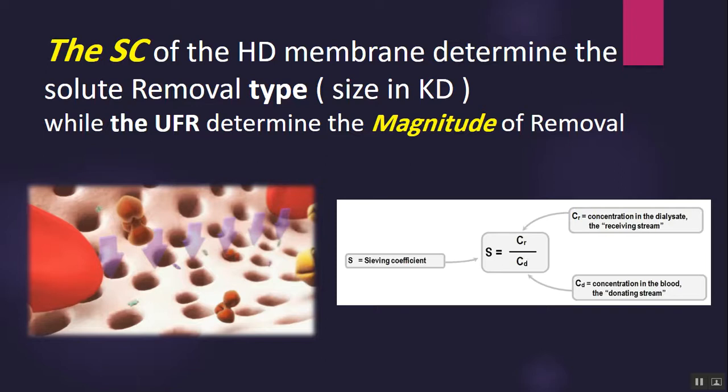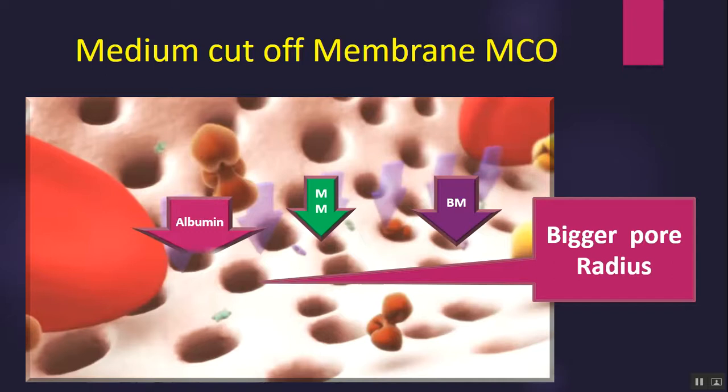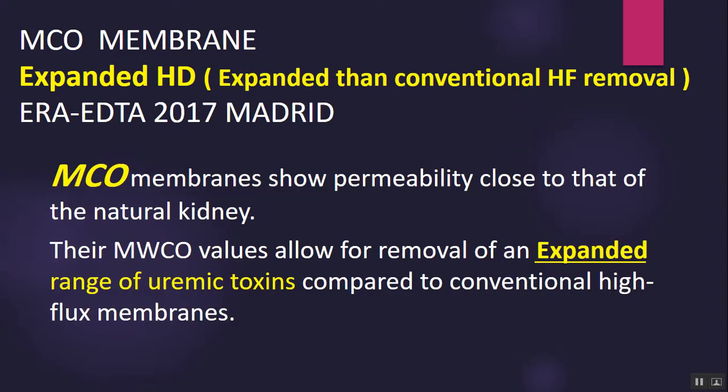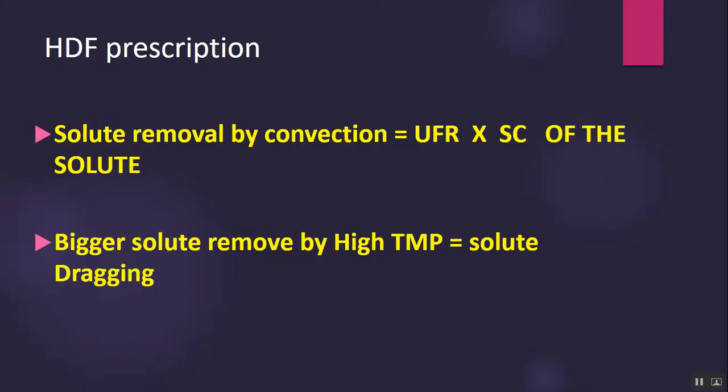Removal depends on the sieving coefficient of the dialysis membrane. Bigger pores remove middle molecules, as well as albumin. So the expanded hemodialysis means expanded beyond conventional high flux removal, and the medium cut-off membrane shows permeability close to that of the natural kidney. Calculation in hemodiafiltration and the medium cut-off is based on the ultrafiltration and sieving coefficient of the solutes. In HDF, we depend totally on the ultrafiltration rate and the substitution volume.